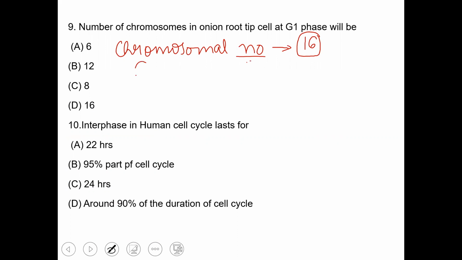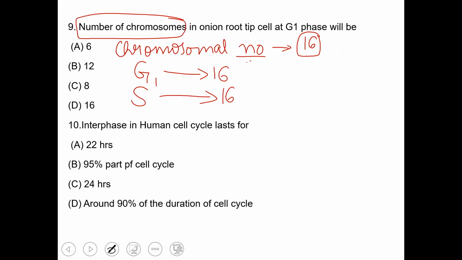So at G1, we know that the chromosomal number will be the same, isn't it? The chromosomal number will be 16. Even in G2 phase, even in S phase, the chromosomal number will be 16. Here we are talking about the number of chromosomes. We are not talking about the content of the DNA. So the number of chromosomes at S phase will be 16 itself. Whereas in the case of G2 phase, even though there is no doubling of the chromosome number, it will be 16 itself, right?